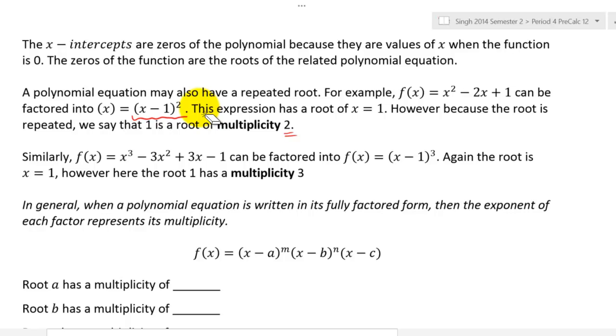Similarly, if I factor this cubic function, x cubed minus 3x squared plus 3x minus 1, you would get the factors x minus 1, x minus 1, x minus 1. You'd get them 3 times, and since it's repeated 3 times, we say that the root of 1 has a multiplicity of 3. So in general, whenever a polynomial equation is written in fully factored form, the exponents of each factor represent its multiplicity.